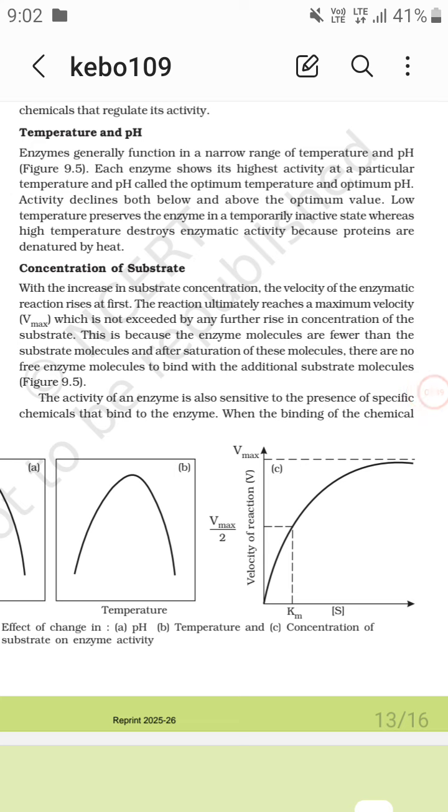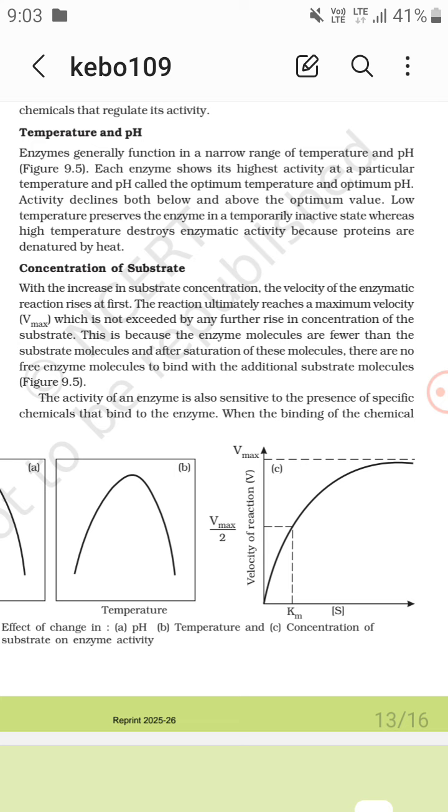With the increase in substrate concentration, the velocity of the enzymatic reaction rises at first, but the reaction ultimately reaches a maximum velocity, Vmax, which is not exceeded by any further rise in concentration of the substrate. This is because the enzyme molecules are fewer than the substrate molecules.